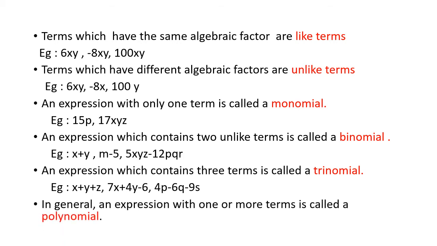And finally, in general, an expression with one or more terms is called a polynomial. In general, we can call that a polynomial. By classification, we can say if it has only one term it is a monomial, two terms a binomial, and three terms a trinomial. Okay.